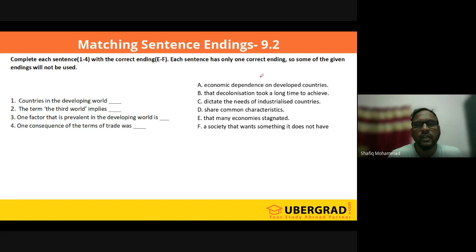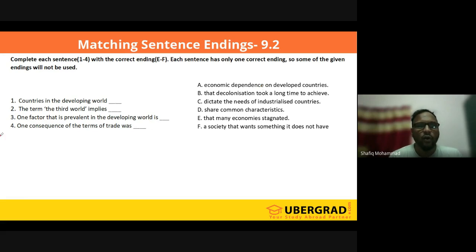Economic dependence on the developed countries. I mean, you should not use your general knowledge here. We should go according to the passage. But the one factor which is prevalent in the developing world is that we depend on countries which are economically developed, right? So A would be the right answer for it.